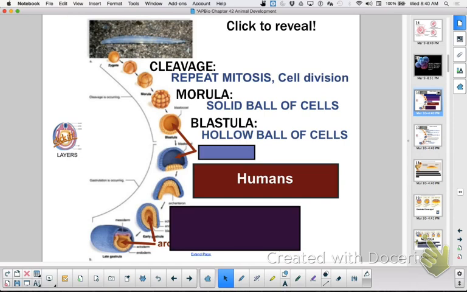At this point, we just have one layer. And like a red rubber playground ball, if you could punch that in, you would let out the gas and form a gastrula, which is a layered ball of cells. Initially, there are only two layers: the ectoderm, which is the outside, and the endoderm, which is the inside.